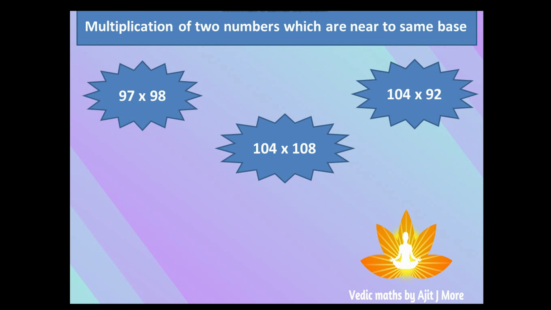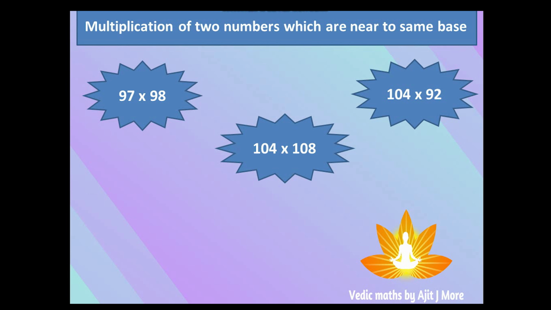But to recall what is base, I hope you remember it from the previous session. We have discussed it. Base is a number which starts with 1 and is followed by one or more zeros. That is 10, 100, 1000, 10,000, 1 lakh. They all are examples of base. So let's start with multiplication of such two numbers using the Vedic trick.